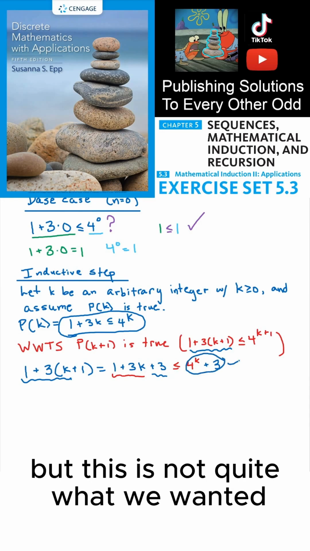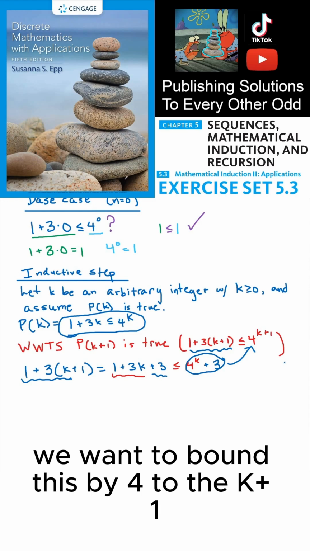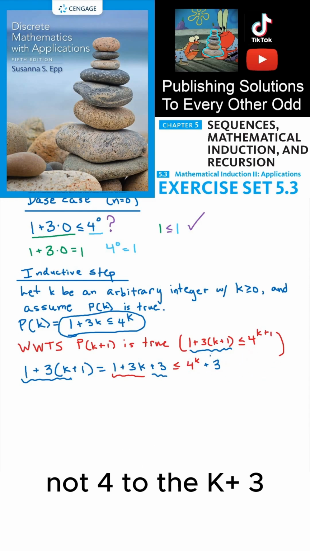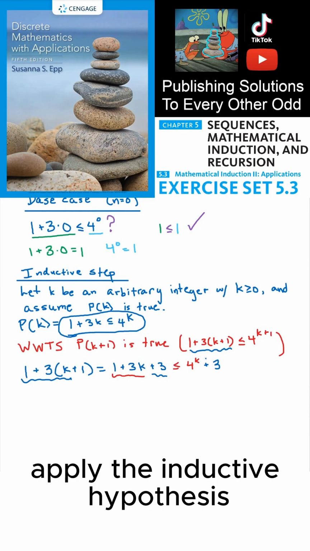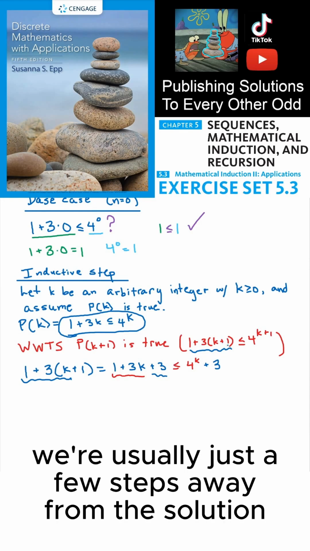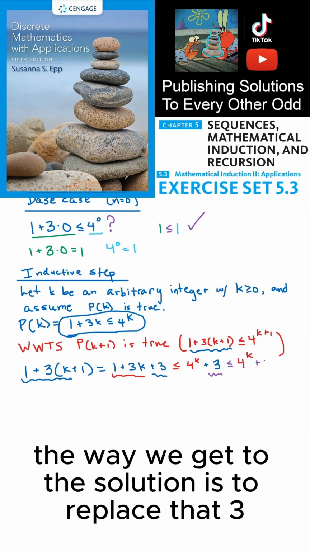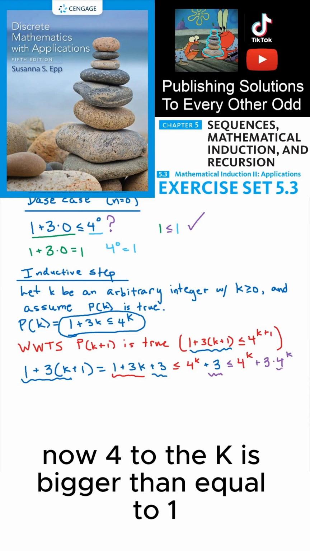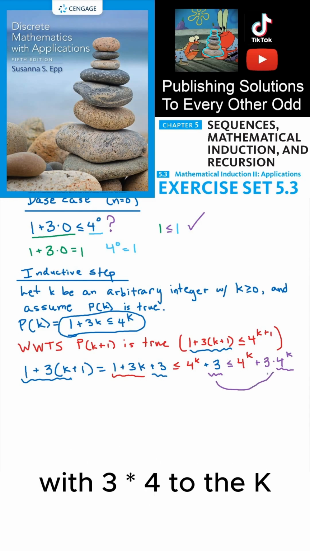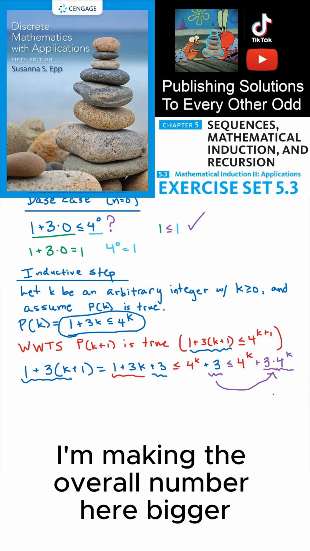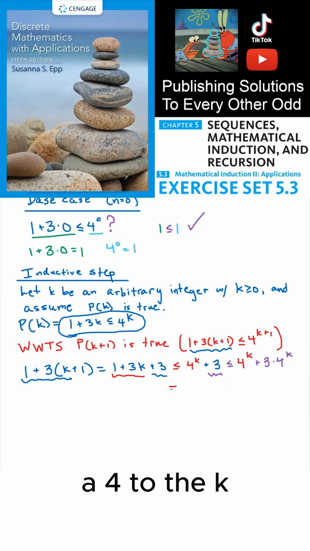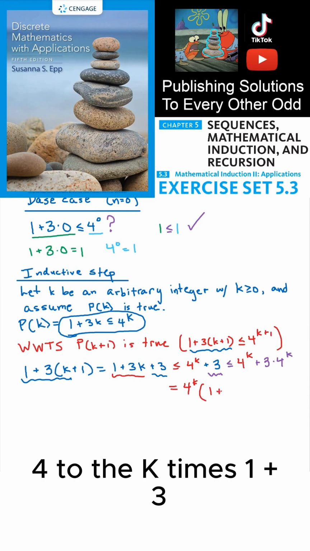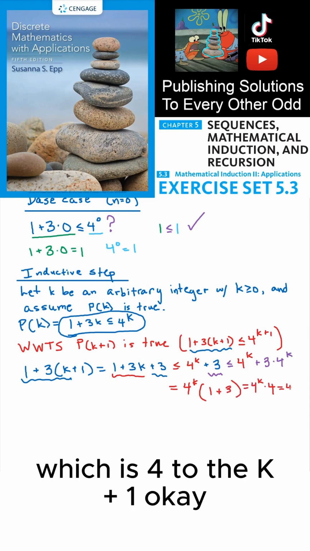But this is not quite what we wanted. We want to bound this by 4 to the k plus 1, not 4 to the k plus 3. But once we apply the inductive hypothesis, we're usually just a few steps away from the solution. The way we get to the solution is to replace that 3 with something bigger. We're going to replace 3 with 3 times 4 to the k. Now, 4 to the k is bigger than or equal to 1. And so if I replace 3 with 3 times 4 to the k, I'm making the overall number here bigger. And now we can factor out a 4 to the k. It's 4 to the k times 1 plus 3, which is 4 to the k times 4, which is 4 to the k plus 1.